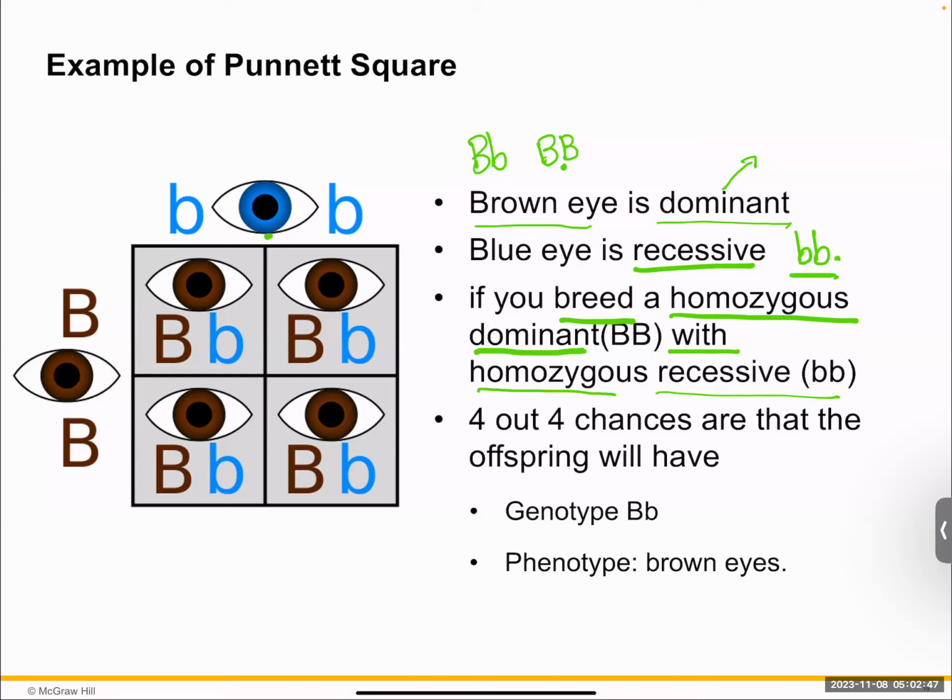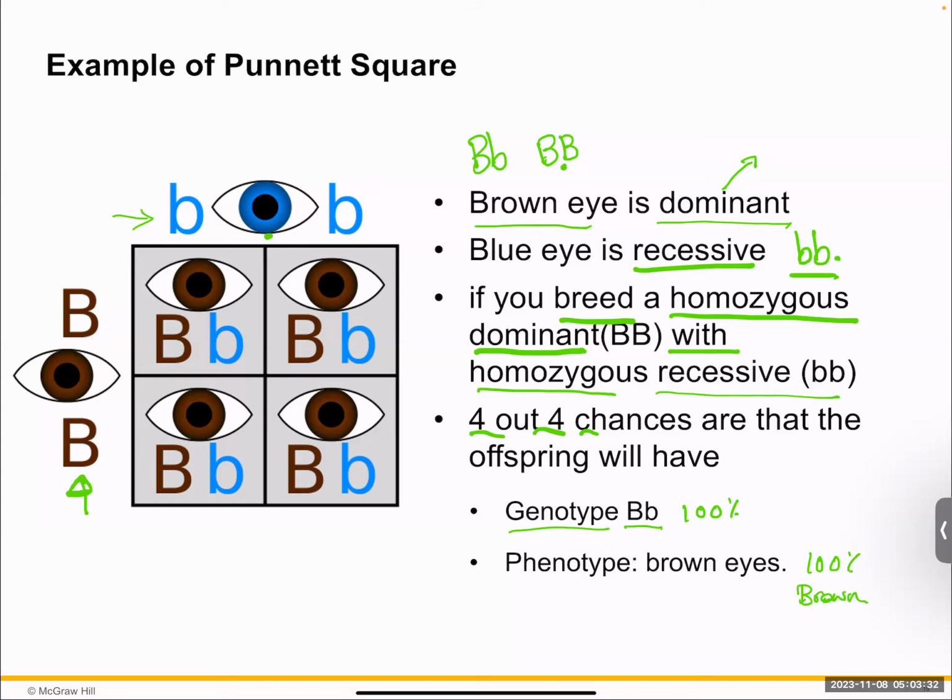So again, each of the parents contributes one copy of their genetic information, right? So the maternal side will be contributing a dominant allele, and the paternal side will be contributing a recessive allele, which means, again, 4 out of the 4 chances are that the offspring will have a genotype of capital B, lowercase b. Again, 4 out of 4 means 100%. And the phenotype, because it's all heterozygous dominant, would also be 100% brown. So that's another way of writing it.